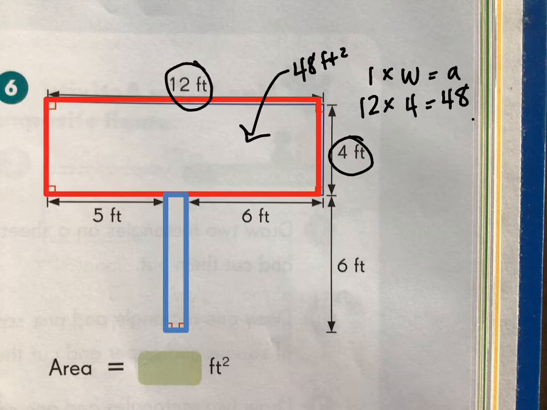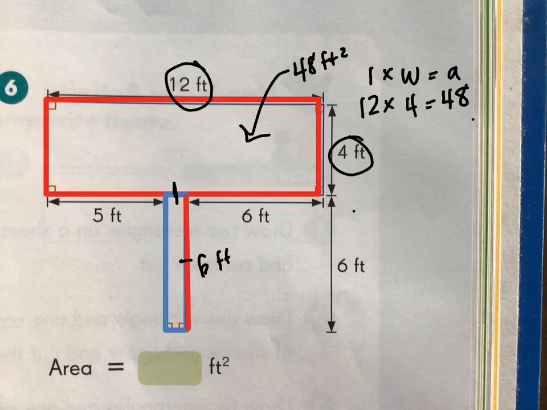Now let's find the area of the blue rectangle. The first thing I can see is I have a side measure over here of 6 feet. That's given to me. And so let's look at this. If I move this over, it's the same length as this side of this rectangle. So I know that this side length is going to be 6 feet, and this side length is missing.